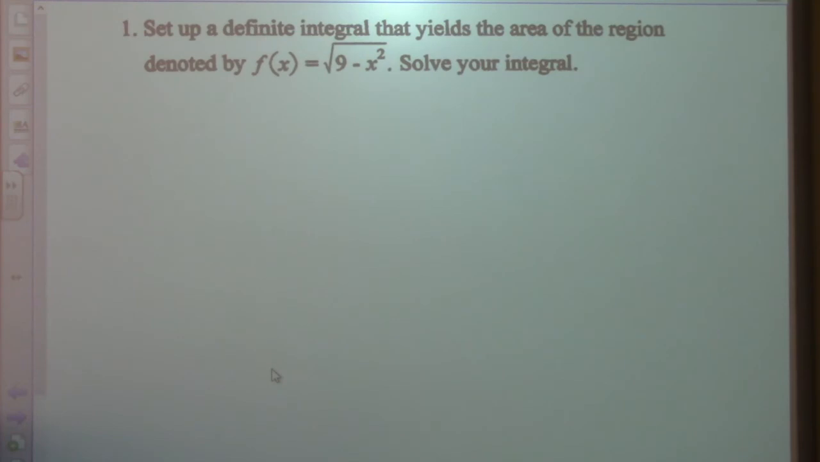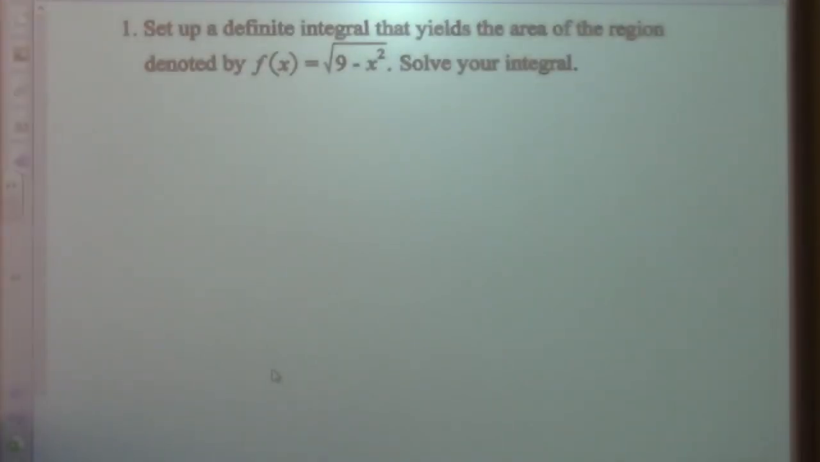So here we have it. It says set up a definite integral that yields the area of the region denoted by f of x equals the square root of 9 minus x squared. Do you know what that looks like? I've talked about this a few times in this class, and last year in pre-calculus we briefly talked about it. Do you know what that function looks like, square root of 9 minus x squared? Does that look familiar to anybody? What kind of a shape does that make?